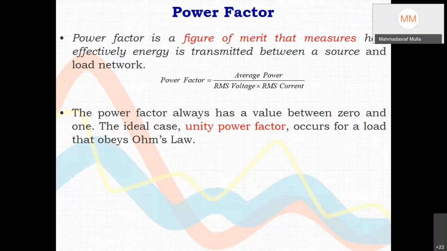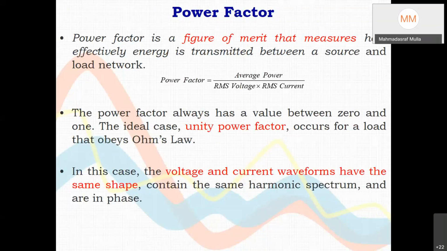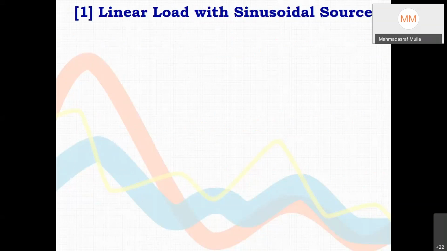And unity power factor is one when Ohm's law is followed or everything will be felt like a utility. So modern day we have new type of rectifier drawing sine current. So they are power electronic circuit, but their end effect utility will feel like a resistance where the current will follow the voltage. And voltage and current waveform have the same shape. So this is all power factor.